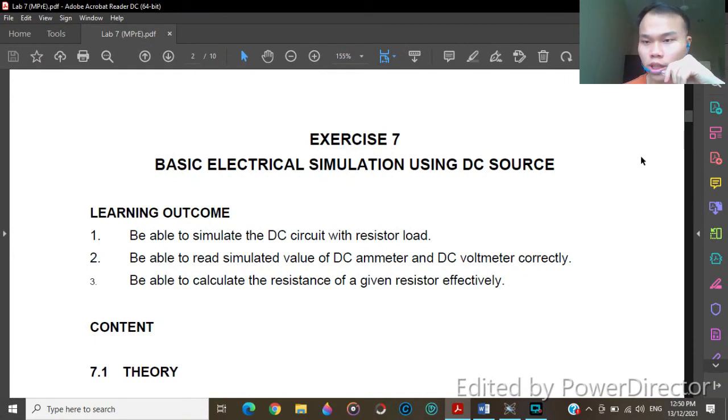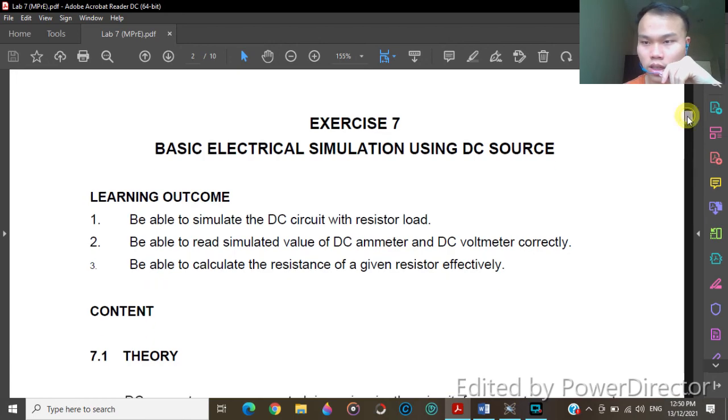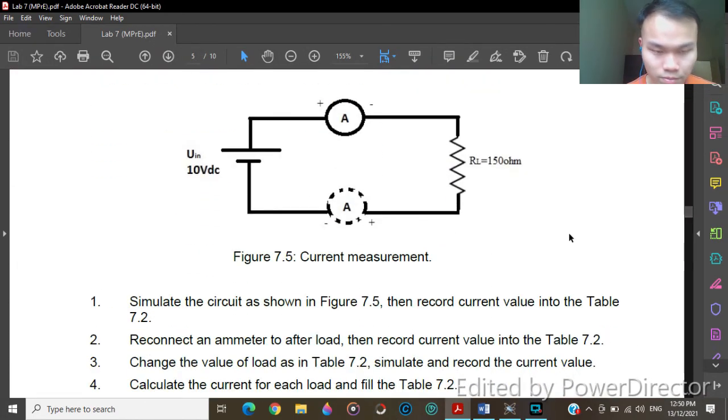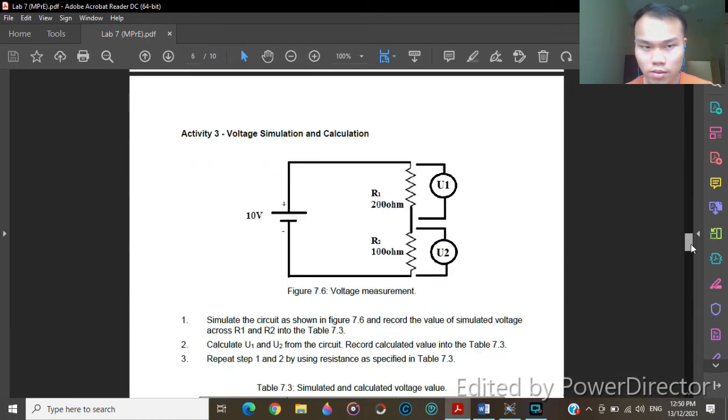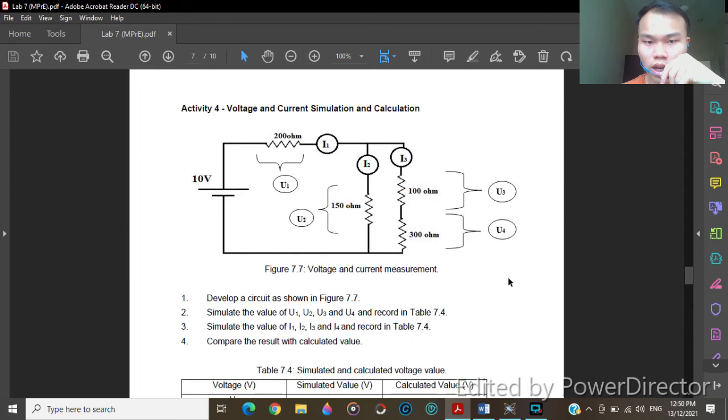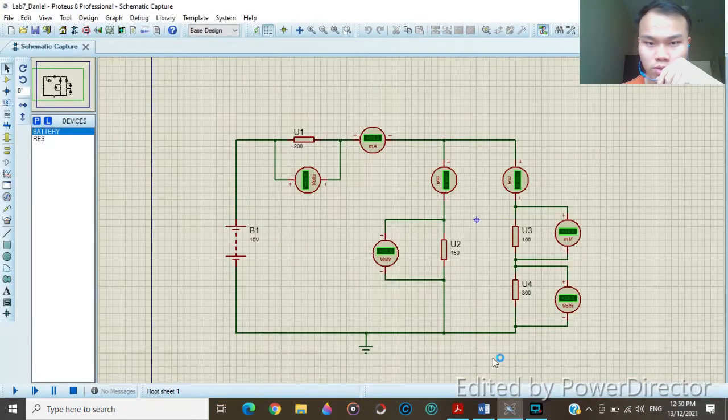Today I'm going to present observation exercise 7, BEV20501, activity 4. Based on simulations, I'm going to use Proteus to design a circuit, and this is my circuit with 10 volts and resistors 1, 2, 3, 4. Then I'm going to use a voltmeter and ammeter to measure the current and voltage.